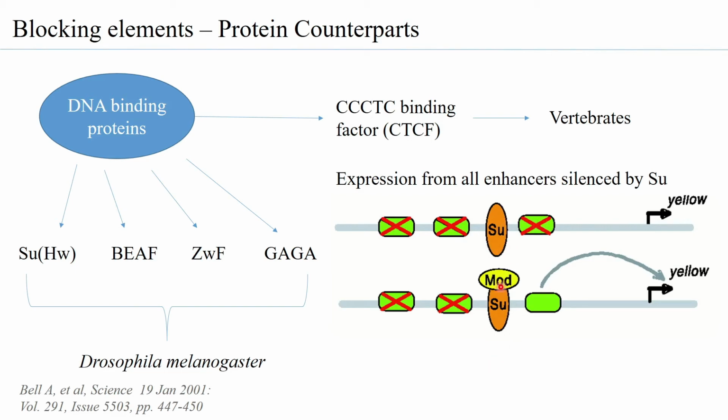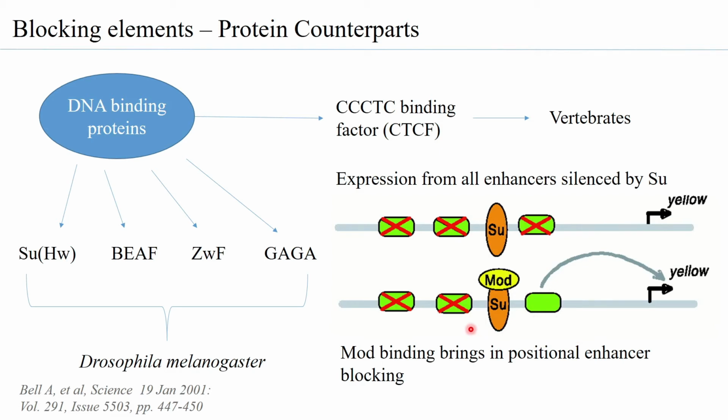Okay, but when this SU is bound by another protein called the MOD protein, what was observed is that because of the binding of the MOD to the SU and this SU binding to the insulator region, it is blocking the enhancer activity of these two enhancers, but it is not blocking the enhancer activity of this enhancer. So effectively, again, a positional enhancer blocking has been carried out by the proteins that are binding to the insulator regions.